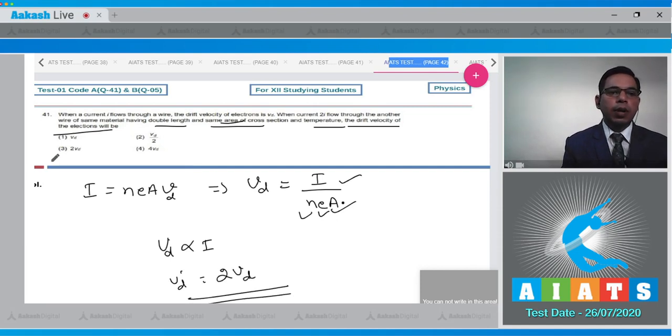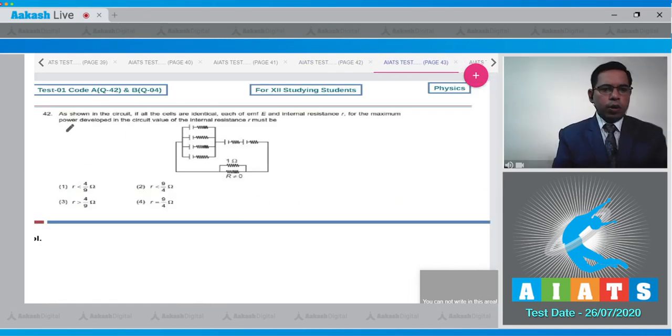Hence, which option will be correct? Option number 3 will be the correct answer. Now move to question number 42, which states that as shown in the circuit, if all the cells are identical, each of EMF E and internal resistance R, for the maximum power developed in the circuit, the value of internal resistance R must be.